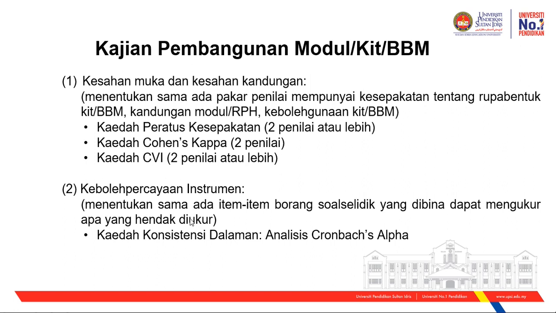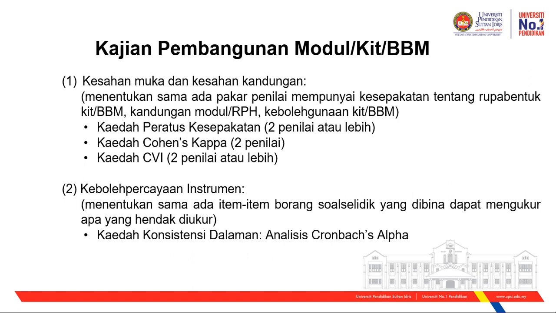And then when it comes to instrument reliability, it is to determine whether the items in the questionnaire can measure what is intended to be measured. So, this is the internal consistency analysis, which is Cronbach alpha. It is specifically focusing on the instrument. Okay, if you are doing a module, maybe there is module reliability. Actually, if you ask me, Cronbach alpha reliability should only be for instruments.